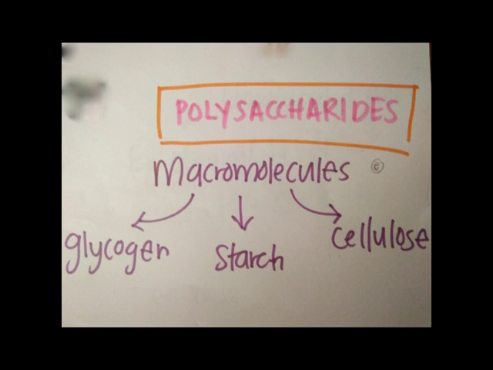Next is polysaccharides, known as a macromolecule. It is so because of the combination of many saccharides. Examples are glycogen, which is the major storage of carbohydrate in animals, and cellulose, which gives structural support to the cell wall.